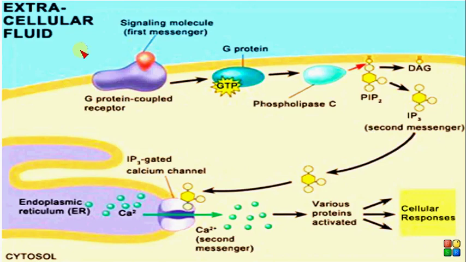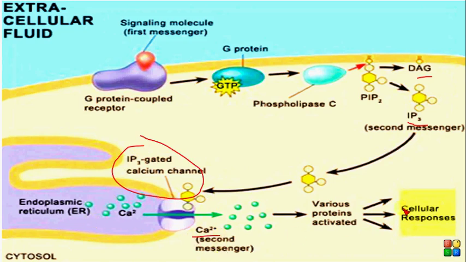You can comprehend this by this diagram as well. This is a signaling molecule which came and bound to the G protein coupled receptor, and then the G protein's alpha subunit bound to GTP and activated phospholipase C. This phospholipase C cleaved phosphatidylinositol bisphosphate into diacylglycerol and inositol triphosphate. This inositol triphosphate is basically a secondary messenger which moved and activated the inositol triphosphate gated calcium channels, and calcium is released from the endoplasmic reticulum into the cytoplasm.